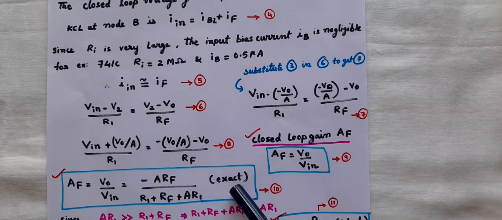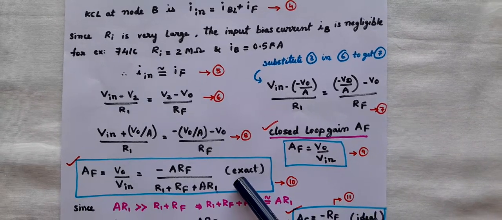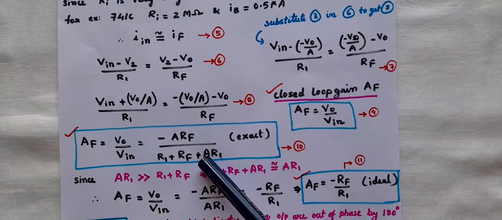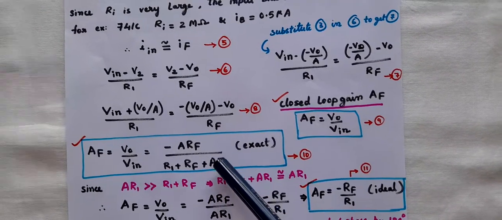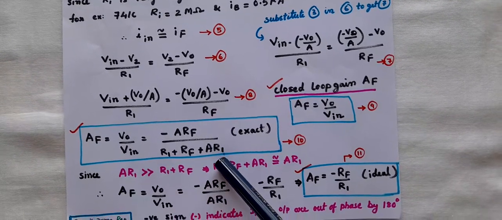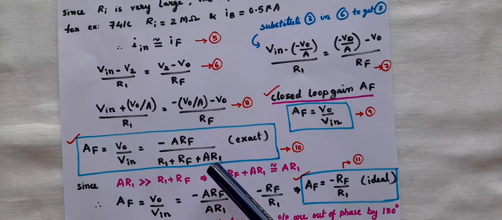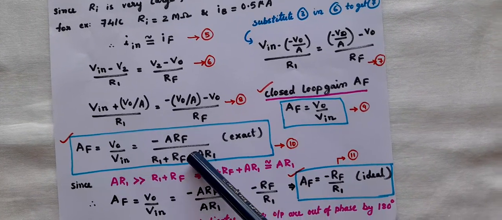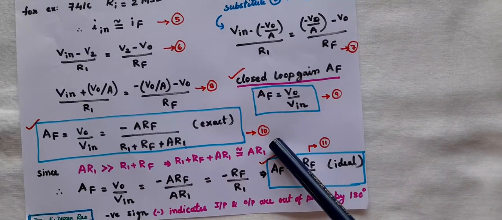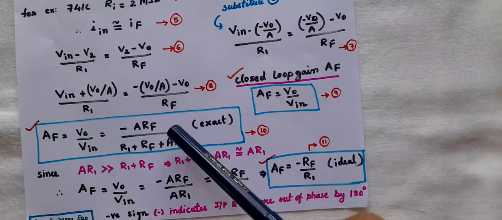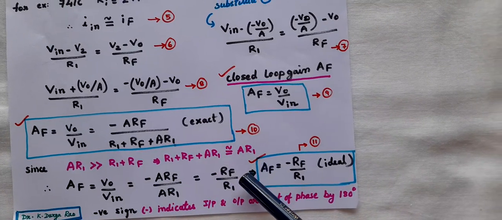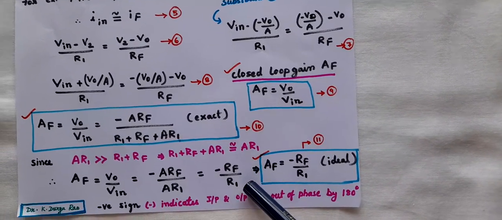This gain equation is known as the exact equation. Now, as you know, what is A here? Large gain. So this A R1 is very large compared to R1 plus RF. So what happens now to the denominator part? It can be approximated to A R1. On cancelling A, we get the gain equation as minus RF by R1.